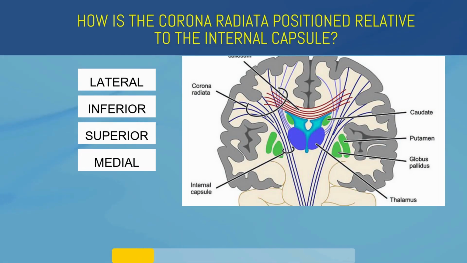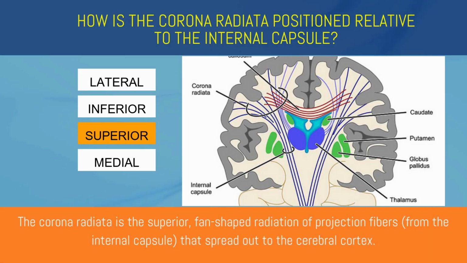How was the corona radiata positioned relative to the internal capsule? Lateral, inferior, superior, or medial? Superior. The corona radiata is the superior, fan-shaped radiation of projection fibers that spread out to the cerebral cortex.